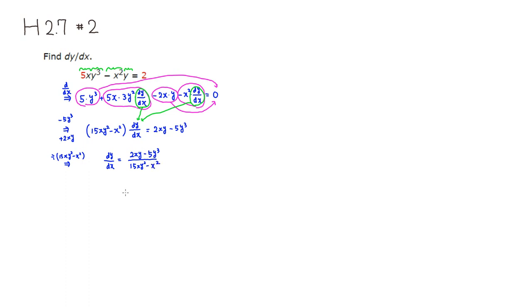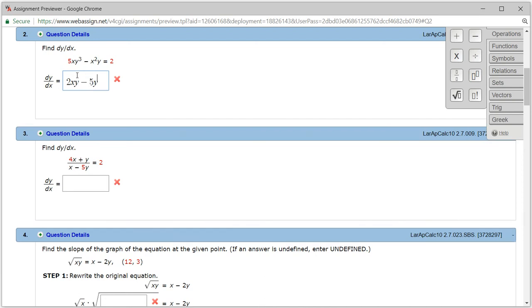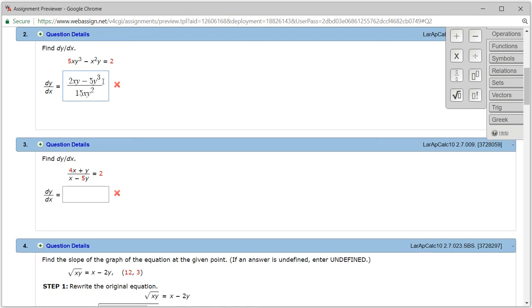So let's type it in. What we got was 2xy minus 5y cubed, all over 15xy squared minus x squared.